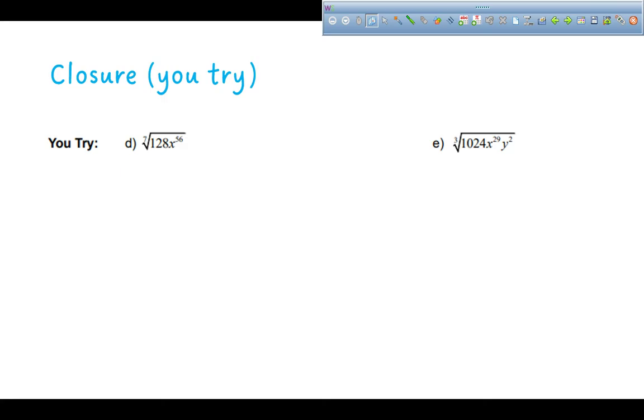Right, so we'll learn that eventually, but it's technically not in simplified radical form if it has a fraction in it. What that's called is simplified exponential form, which we will learn after spring break. But for now, you need to know how to keep it all in whole numbers.